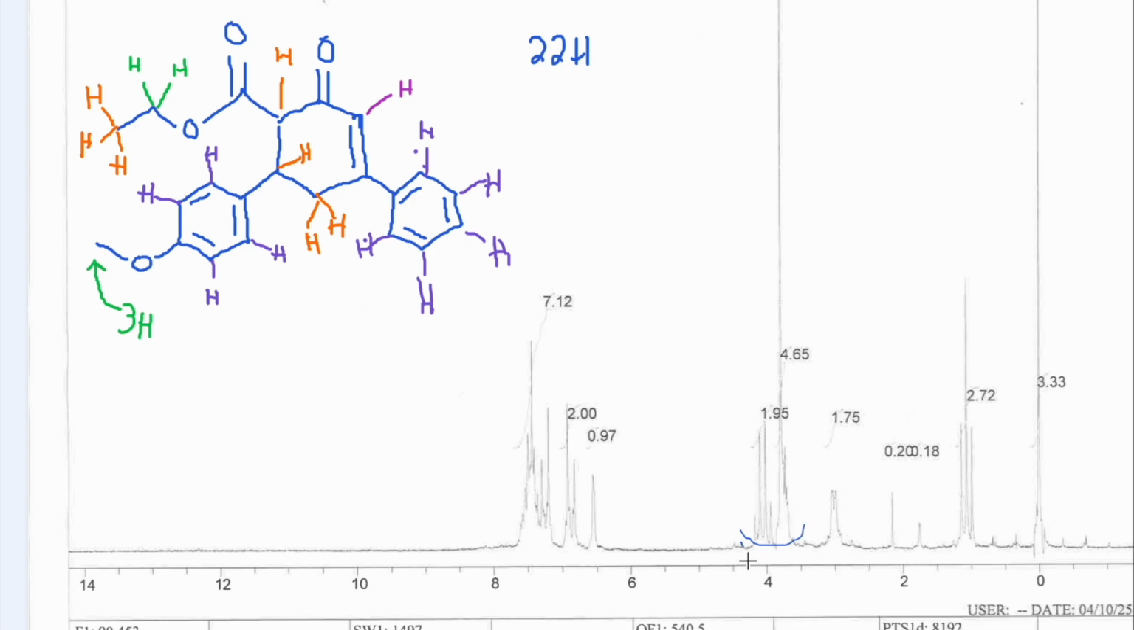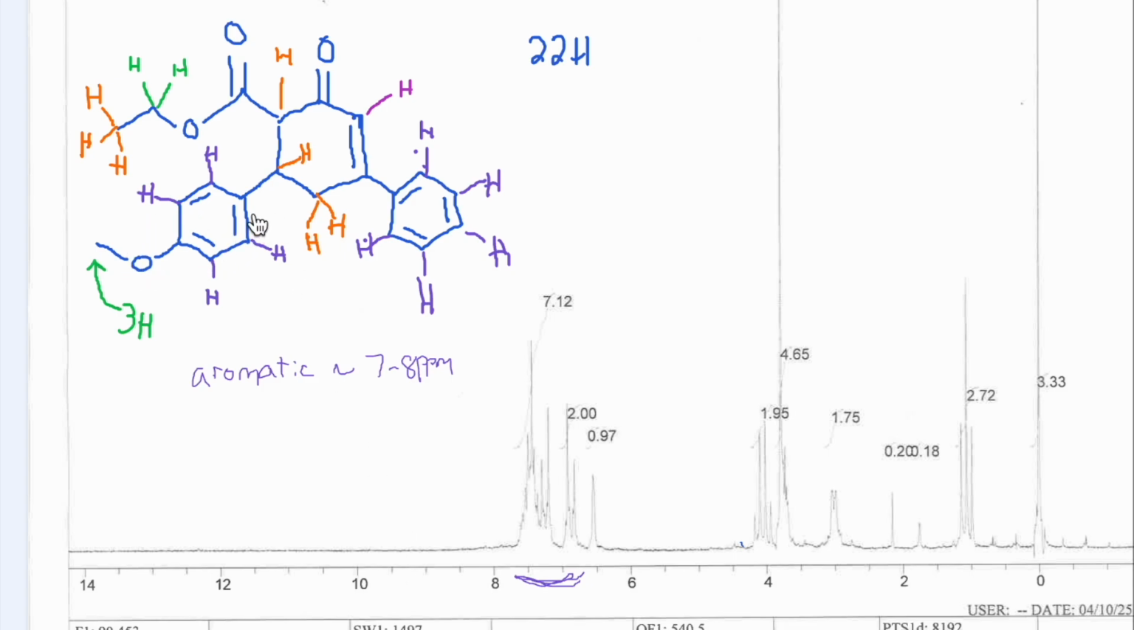On the 60 megahertz, it was a little bit difficult to resolve the quartet. It was kind of blending into these other signals here. Okay, so I've color-coded these protons on the molecule. These purple ones are all aromatic protons. So let's get purple around 7 to 8 ppm usually. So we're talking about this area over here.